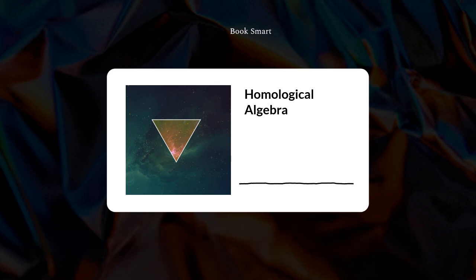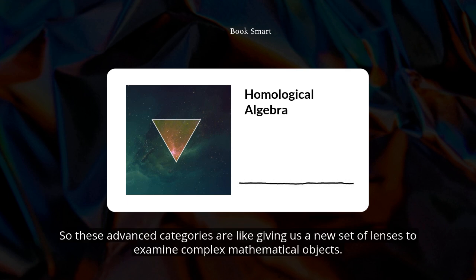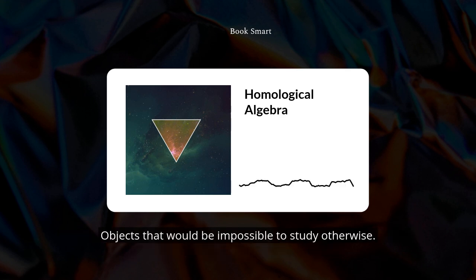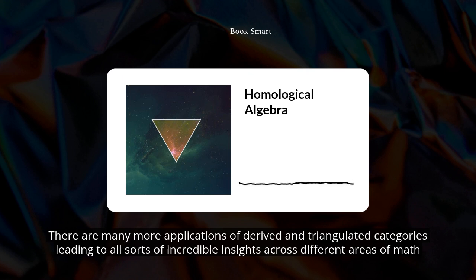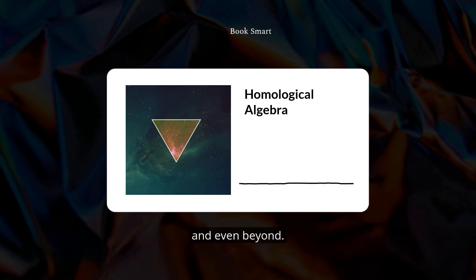Wow, that's pretty mind-blowing. So these advanced categories are like giving us a new set of lenses to examine complex mathematical objects, objects that would be impossible to study otherwise. Exactly. And that's just one example. There are many more applications of derived and triangulated categories, leading to all sorts of incredible insights across different areas of math and even beyond.